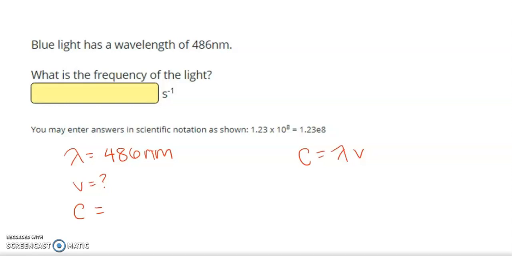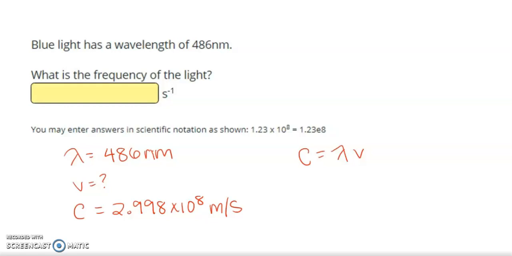I sometimes use 3 in class, but on the AP reference table, just a heads up, they're going to give you 2.998 times 10 to the 8th meters per second. So again, I often use 3 in class, but on the AP reference table, they give you 2.998 times 10 to the 8th meters per second.